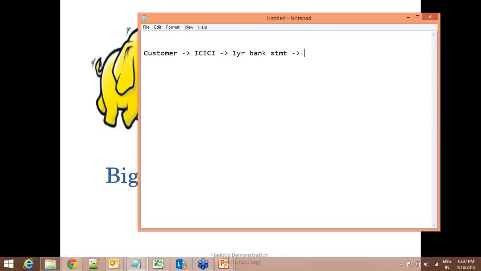So what will happen? The representative will log into the account, take the printout and give the statement. The service request will be closed in 5 minutes maximum, right?